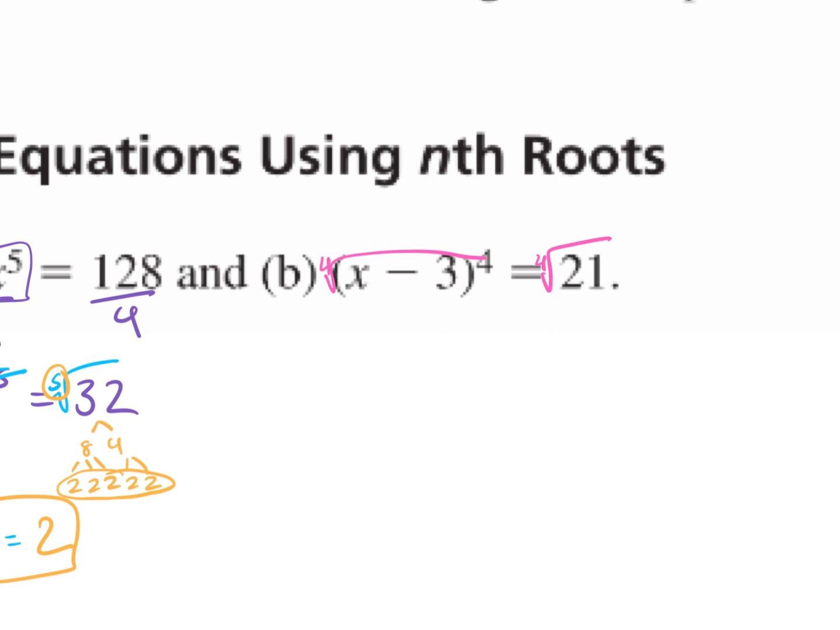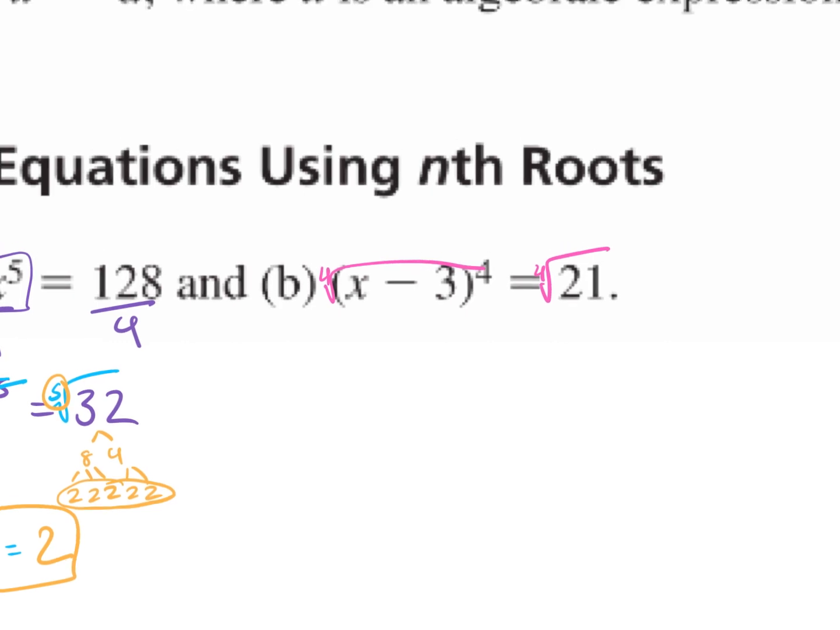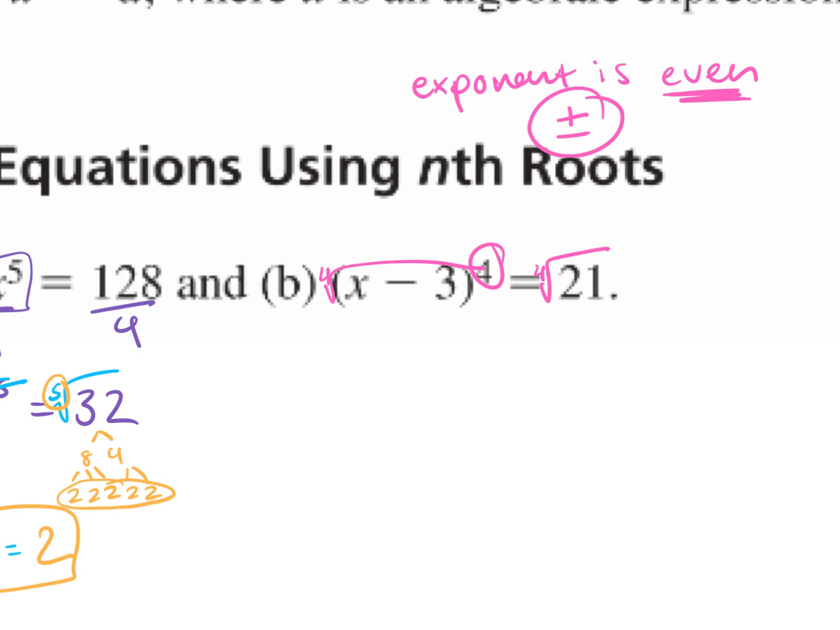Now we have a little bit of an issue when it's an even exponent. So when the exponent is even, whenever we take the fourth root of both sides, or if it was the square root or the sixth root, if it's an even exponent, we need plus or minus in our answer. So it cancels out with the fourth power on the left side, but I still have that x minus 3, and it's going to be equal to plus or minus the fourth root of 21. So anytime your index, exponent or index, is even, you need the plus or minus.